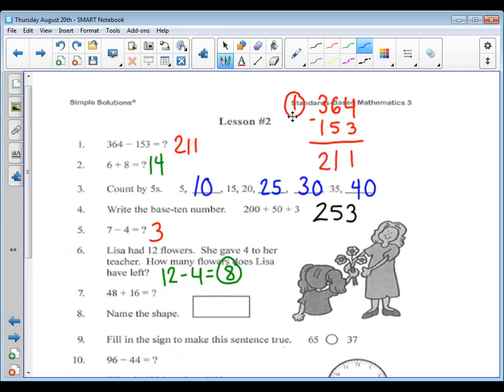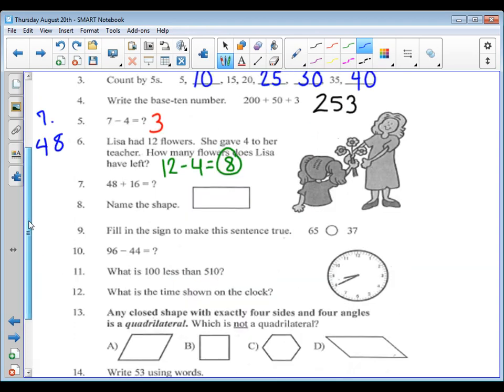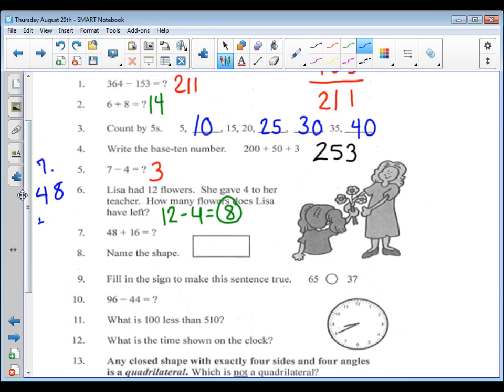Number 7 is 48 plus 16. I'm going to stack this up, and I'm going to do it right here. Hopefully you're able to follow me. I wrote the number 7 so that way I would locate it easily. 48 plus 16.